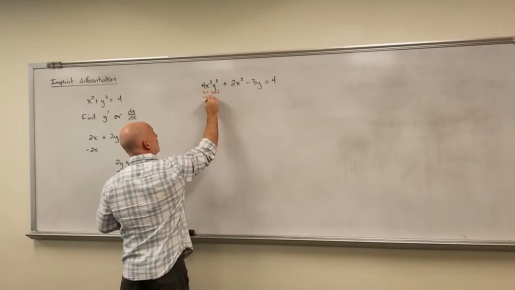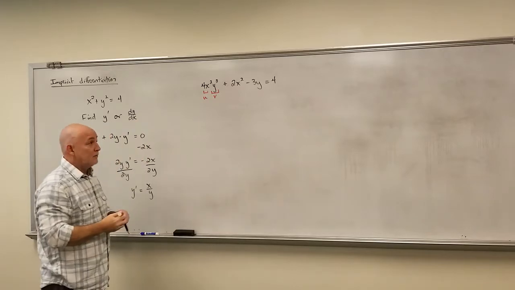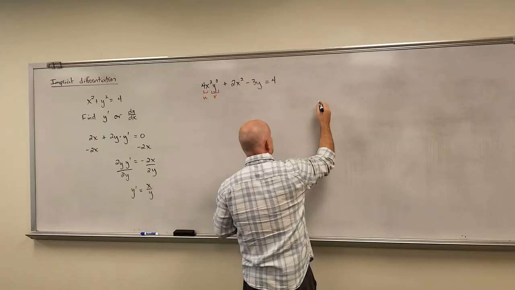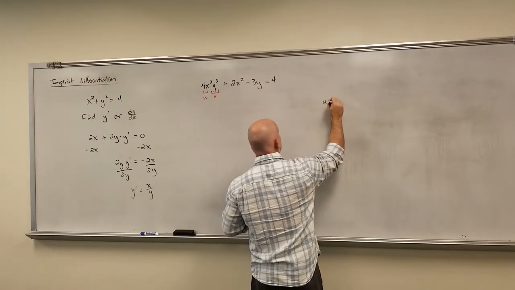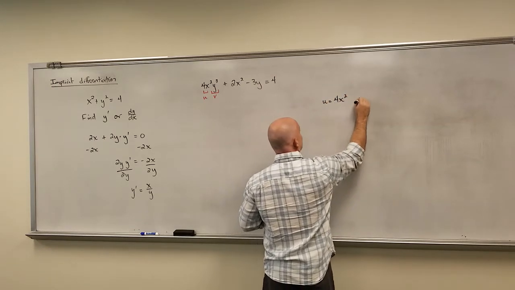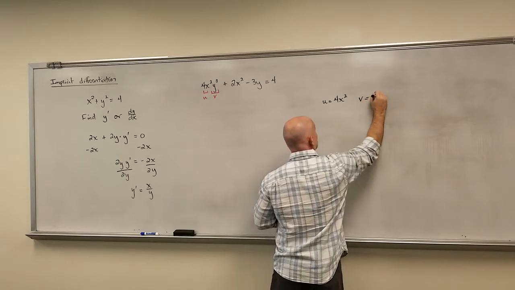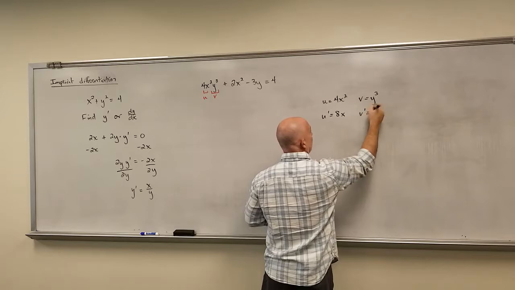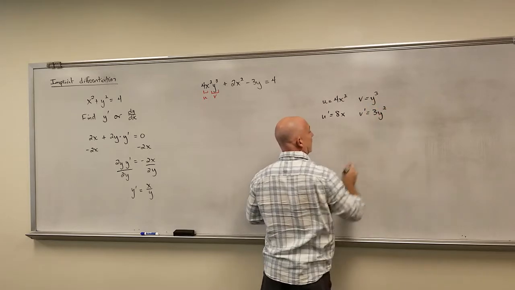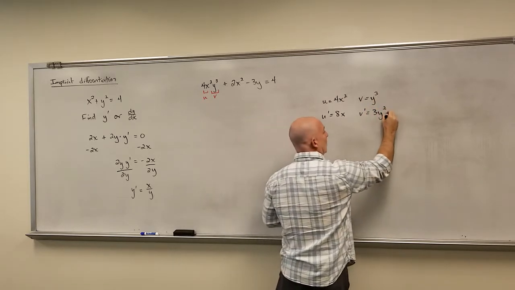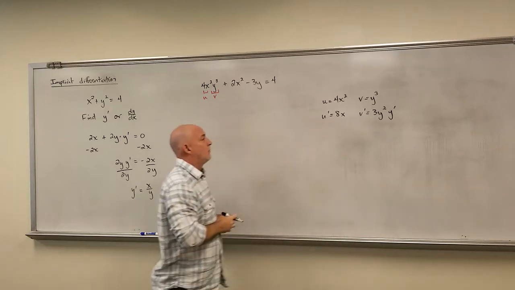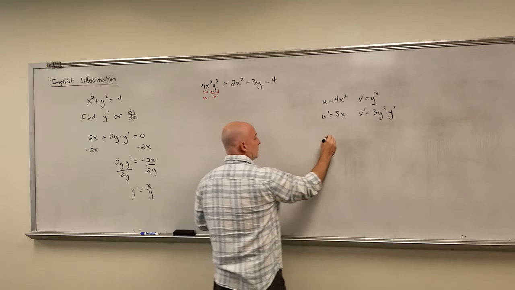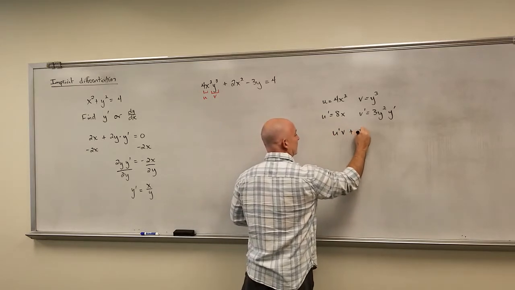Now, if you're to the point where you can do this in your head, that's fine. But I'm going to go over here to the side and do a little bit. Here we're going to say u is equal to 4x squared, v is equal to y cubed. So u prime is 8x, v prime will be 3y squared. But since we took the derivative of a y, we also get a y prime.